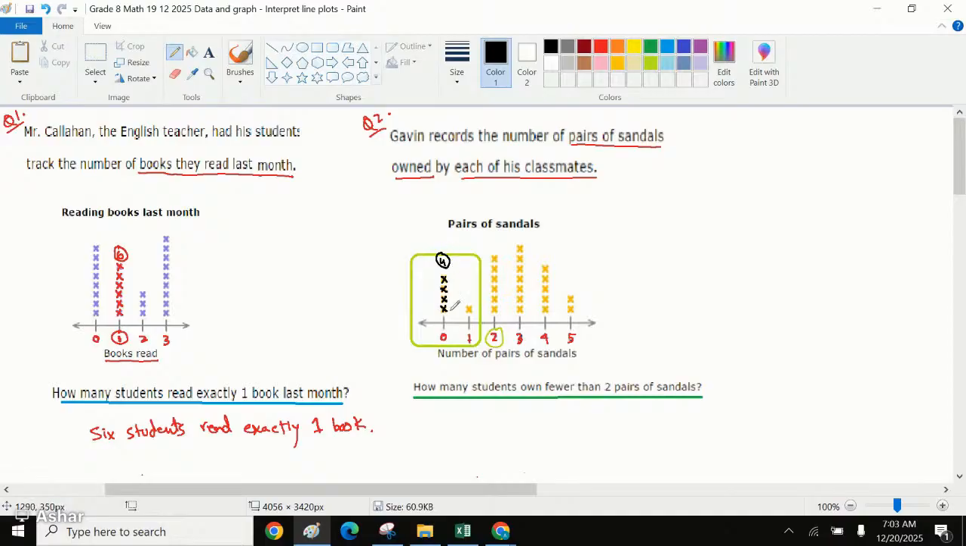There were 4 students who owned 0 pairs. And how many students owned 1 pair? It's just 1. So that means this is 4 plus 1, that is 5 students owned fewer than 2 pairs of sandals. Okay.